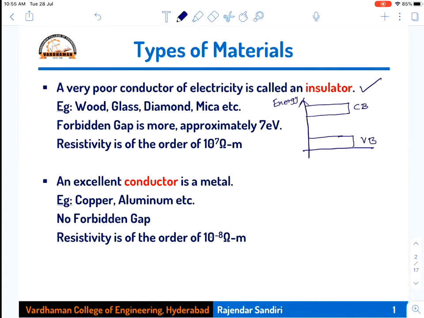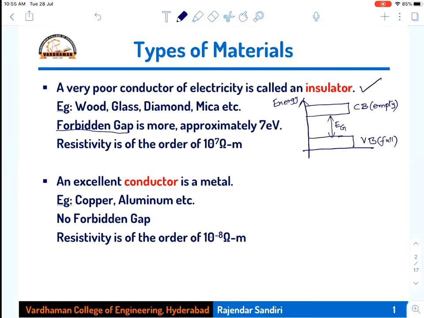This valency band is completely filled, it is full, and the conduction band is almost empty. The valency band is full of electrons, and the conduction band does not have any electron. The gap between these two bands, valency band and conduction band, we call EG, the forbidden energy gap.